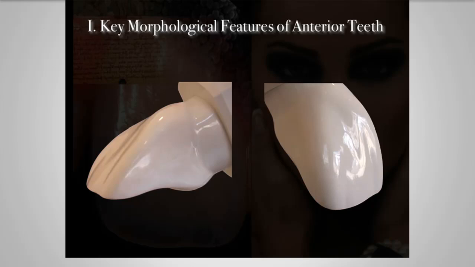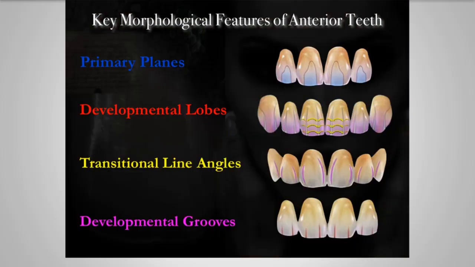If I were to pick four different components that I would consider the key morphological features of anterior teeth, the first would be what we call the primary plane. If that's not a familiar term to you, it will be by the end of the program. And I will say this, one second.